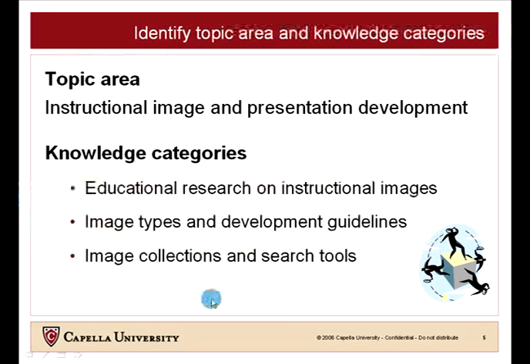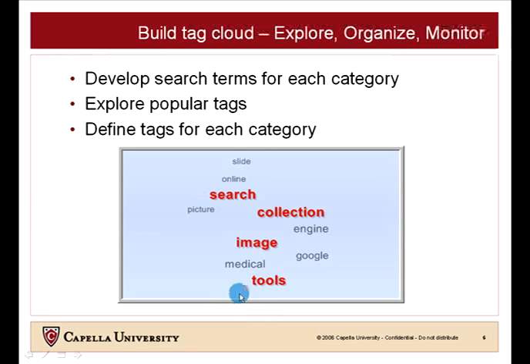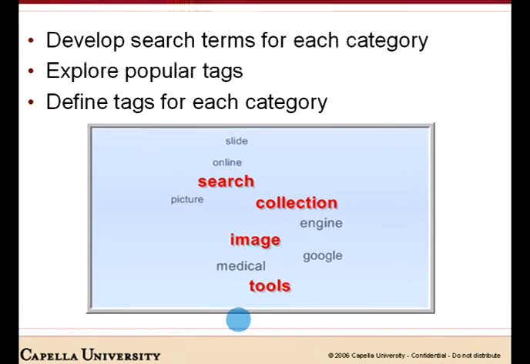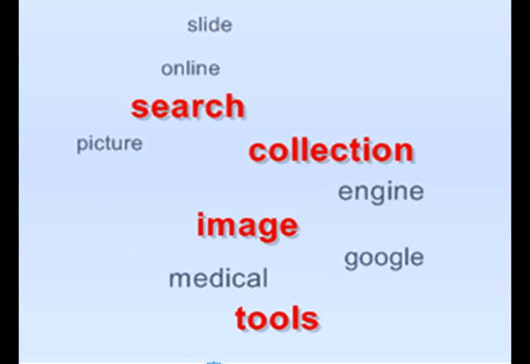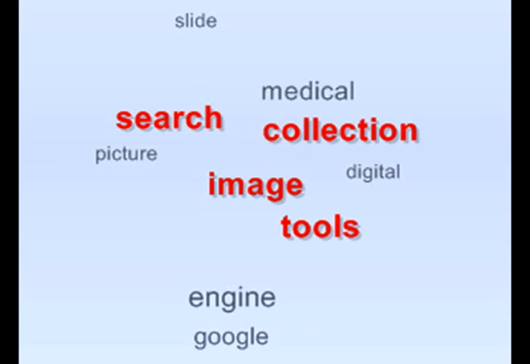Alright, let's get started. So our first step is to build the tag cloud for this area. Out of the three categories that we defined, we're going to start with one, and we're going to develop search terms for the category. We're going to explore tags, and then we're going to define the tags for each category.